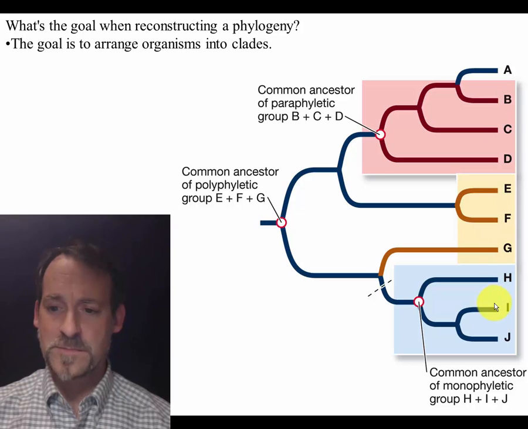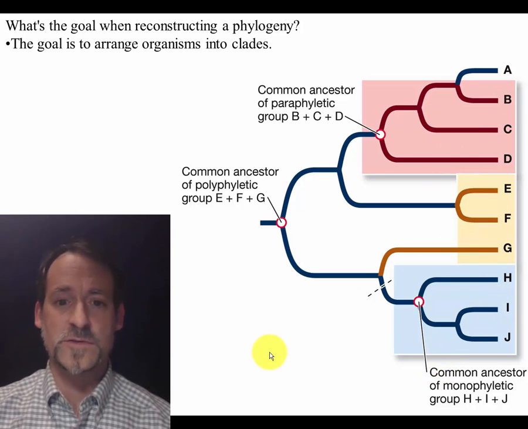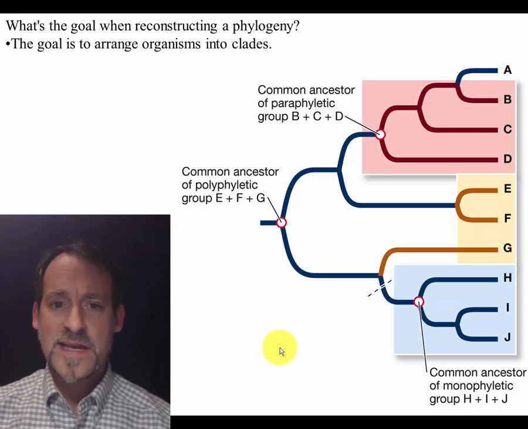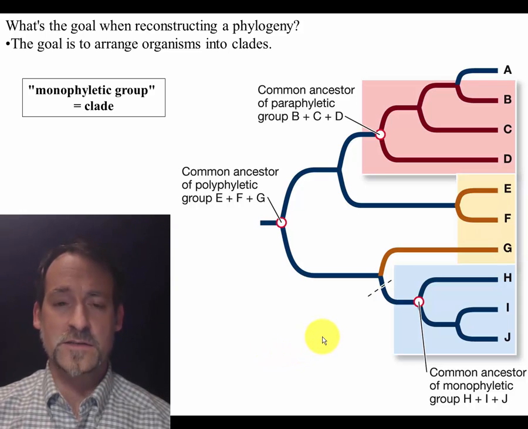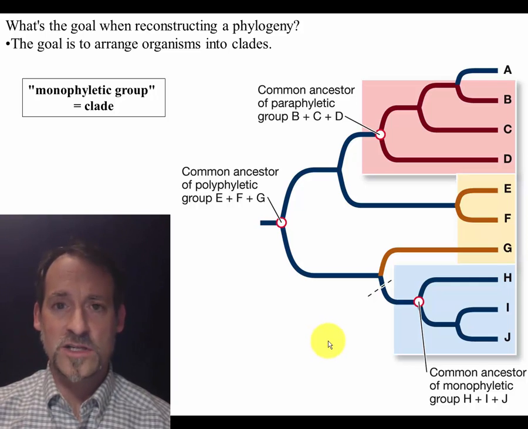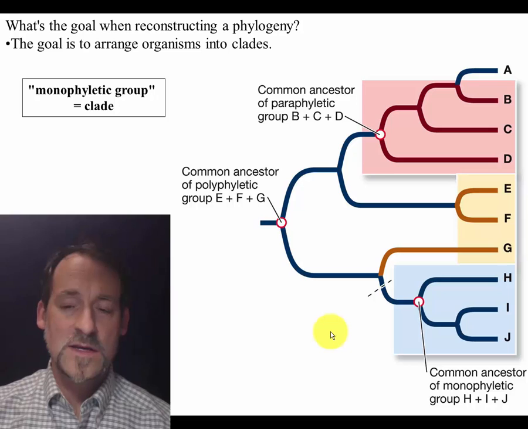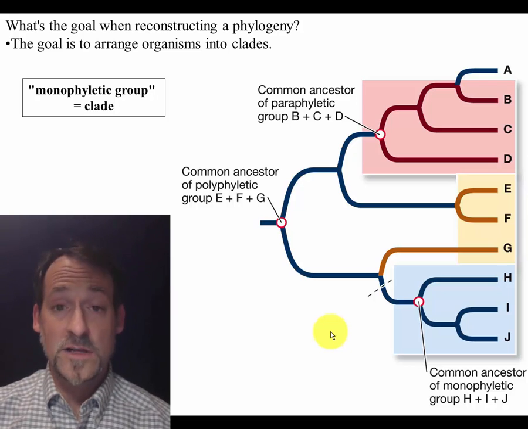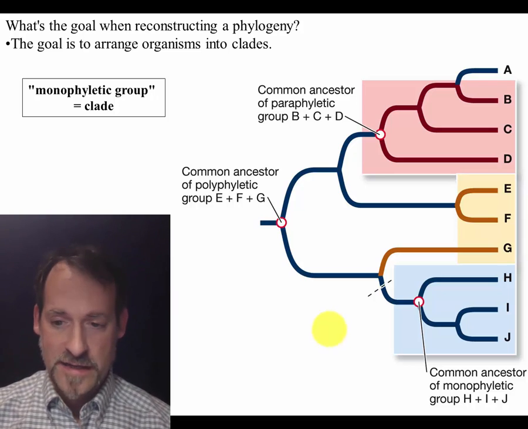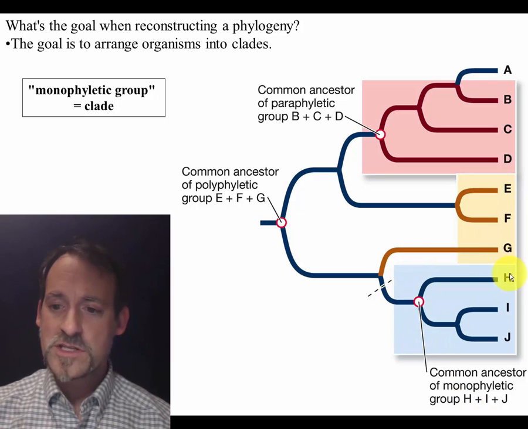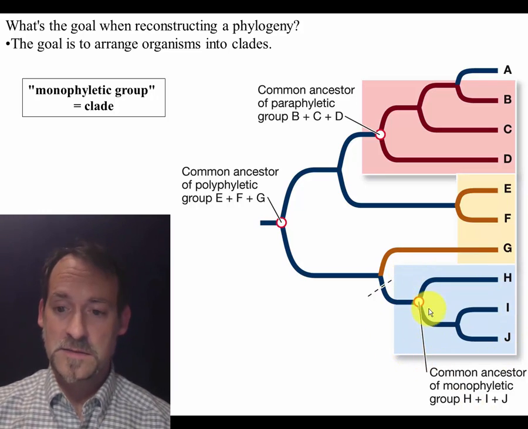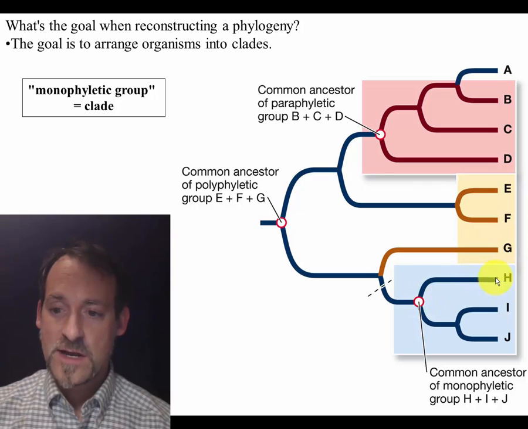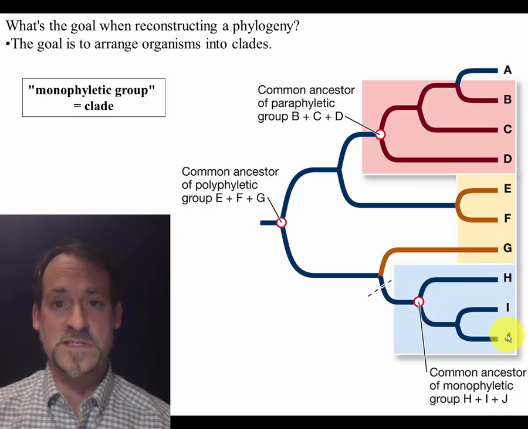Here's a phylogeny that shows various different kinds of groups. A clade is a monophyletic group, which is to say it is an ancestor and all of its descendants. Okay, any ancestor and all of its descendants are a clade. So for example, what's shown in this blue box is a clade. There's this ancestor here and all of its present-day descendants.